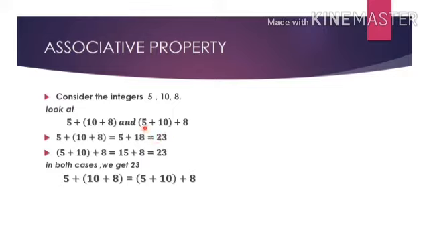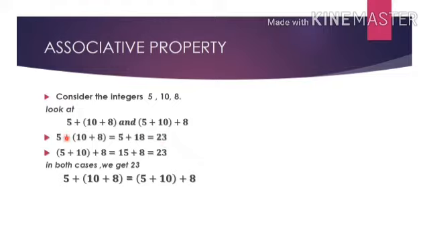The second case, we add the first and second integer: (5 plus 10) plus 8. We give priority to adding the first and second integer because it is included in the bracket. 5 plus 10 is 15 and the third integer is 8. 15 plus 8 is 23. Okay, in both cases, the first and second cases, we get the same answer.